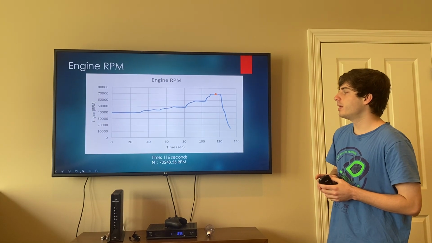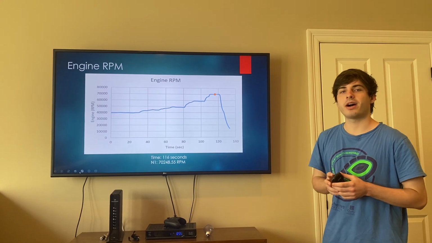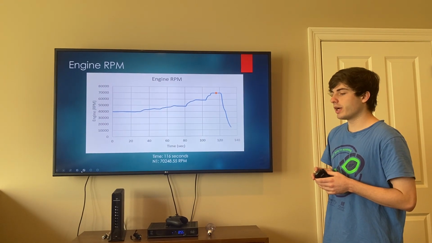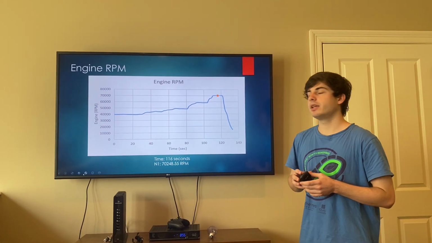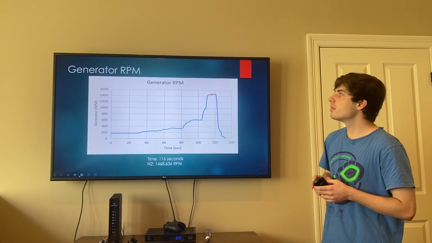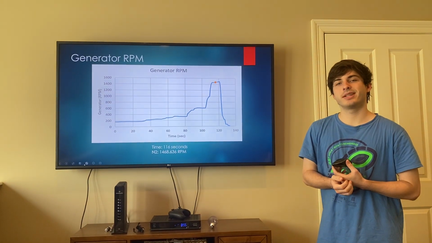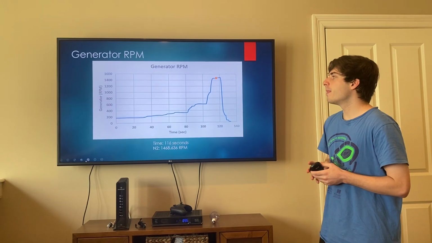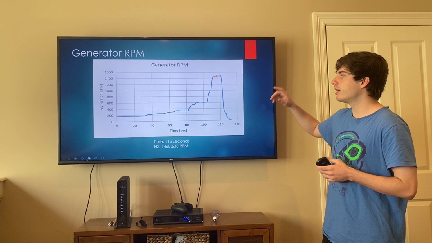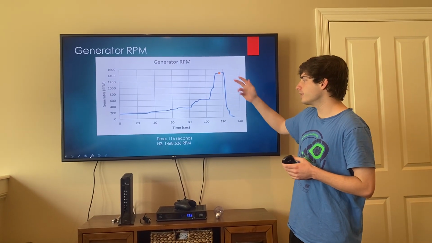So going to our engine RPM, we have a peak value of 70,248.5 RPM. And this is at the beginning of the whole jet engine, and is what is causing the compressor to spin really fast. Our generator RPM came out to be 1,468.6 RPM, and we can see a large spike compared to the rest of our data in the change between, let's say, time 100 seconds and our peak value.